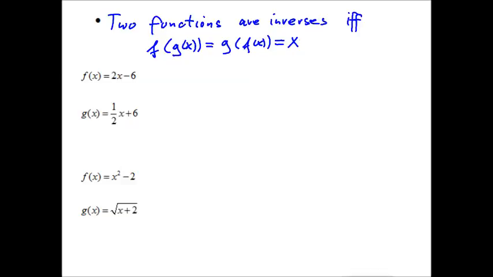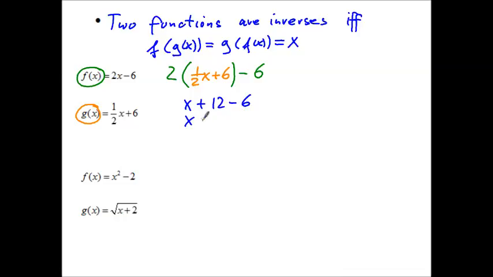So let's see if our two functions here, f of x and g of x, are inverses. f of x we're going to do in green, and g of x in orange. g of x is 1/2 x plus 6, and then we take that input for f of x, multiply it by 2, subtract 6, and now let's go and simplify this. Distribute our 2, we get x plus 12 minus 6, which is x plus 6. And x plus 6 is clearly not the same as x. So these two are not inverses.